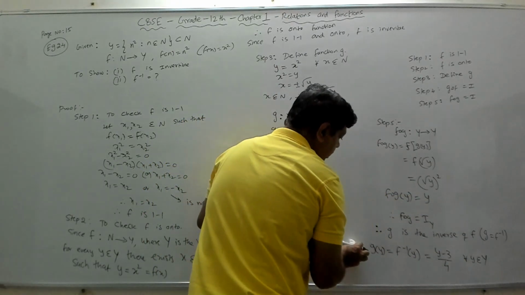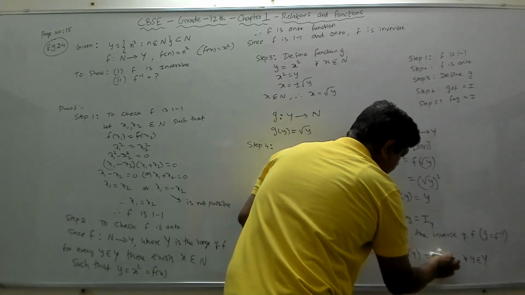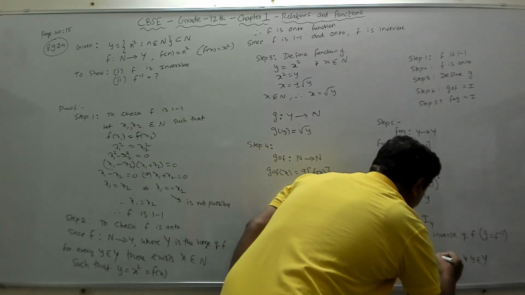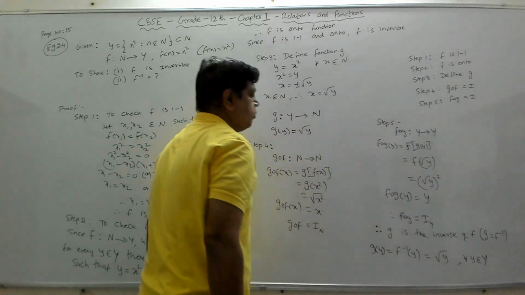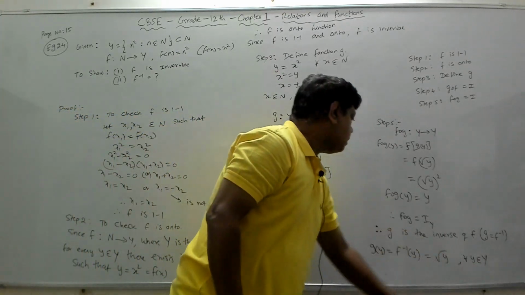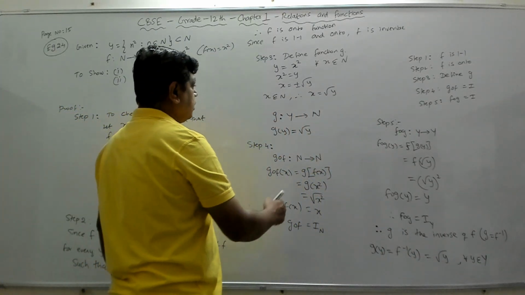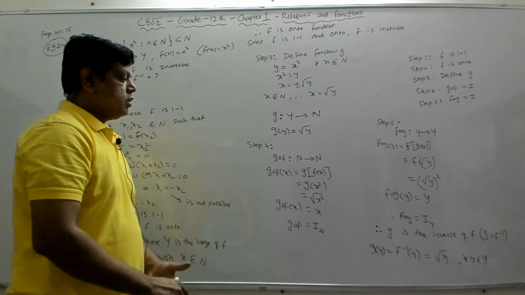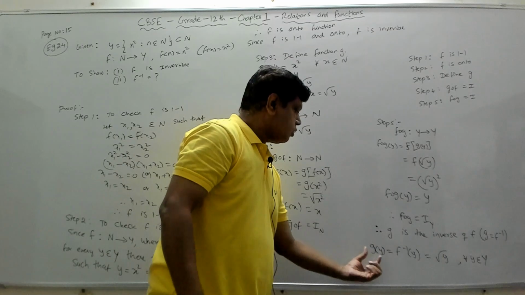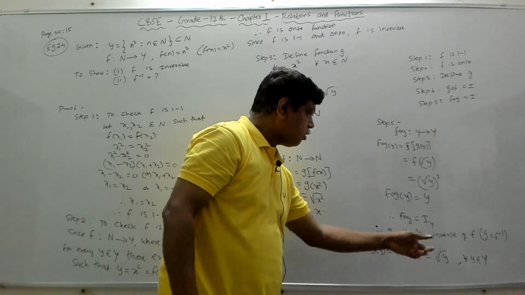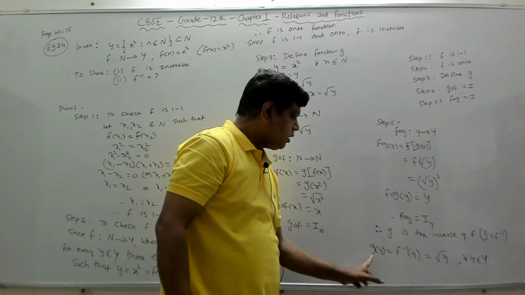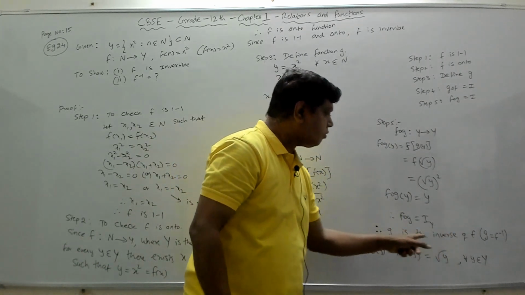And what is g of y? g of y is equal to f inverse of y, defined as root y, for every y belonging to Y, which is the domain of g. So this is the inverse. So g of y is equal to f inverse of y, which is equal to root of y. So this is the function g of y. g is also called f inverse. That's why we are writing g of y as f inverse of y, because g is the same as f inverse. We have proved g is the inverse of f.